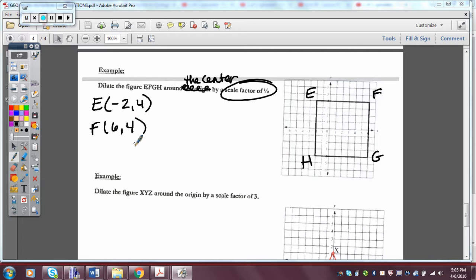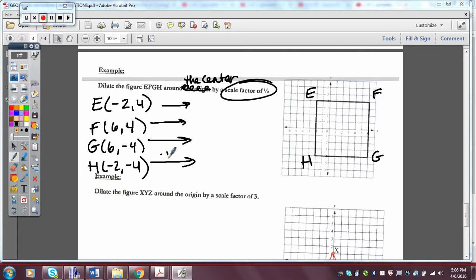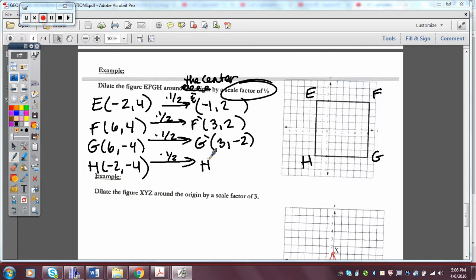So E is negative 2, 4. F is 6, 4. G is 6, negative 4. And H is negative 2, negative 4. So I multiply by 1/2. Multiplying by 1/2 is the exact same thing as what? Dividing by 2. Some of you might say, well, what happens if I get a decimal? That's okay. You're going to get a decimal and then plot a decimal. So E prime is negative 1, 2. F prime is 3, 2. G prime is 3, negative 2. And H prime is negative 1, negative 2.